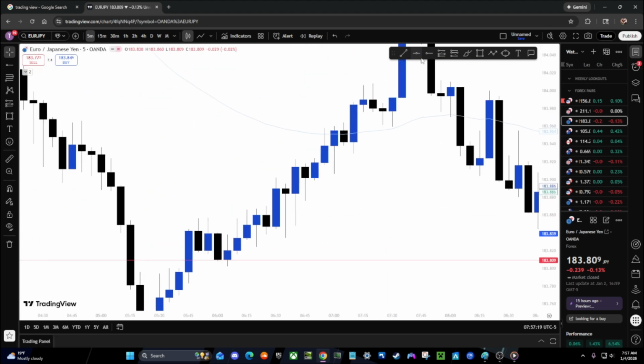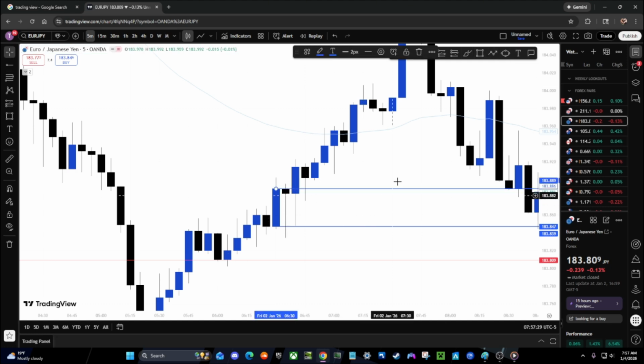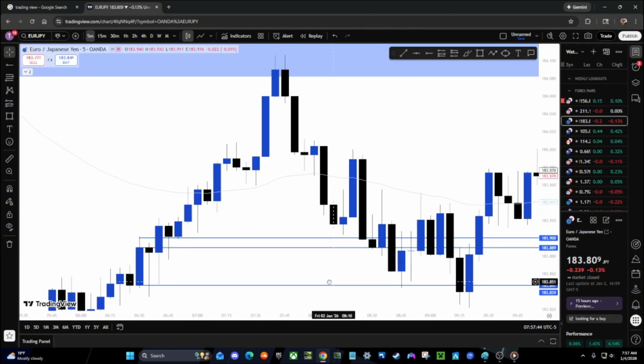We got this right here. This was the opening price right here. This was the closing price right here. This was the high. And this was the low, right down here. Boom. There we go. Now you were able to identify one bullish candlestick.